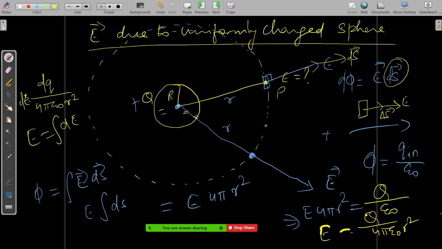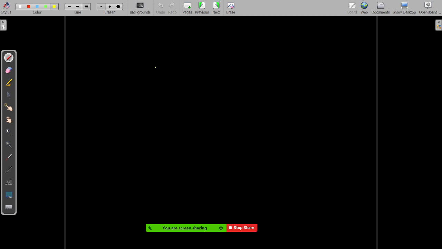Now, what does this mean? This means a very important thing now, that this is a sphere.